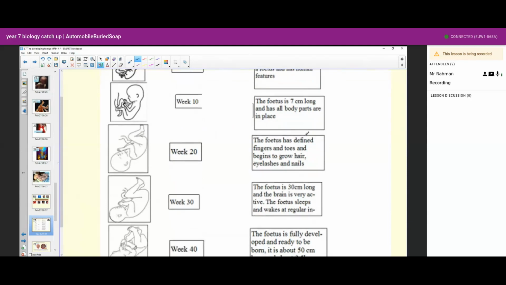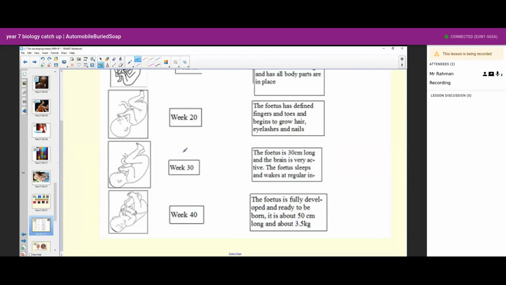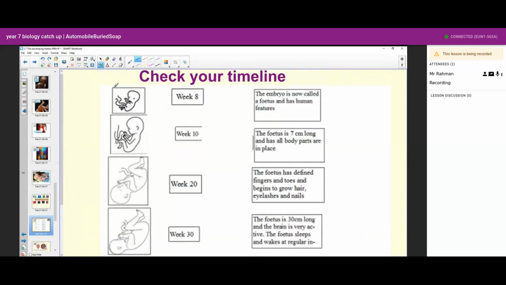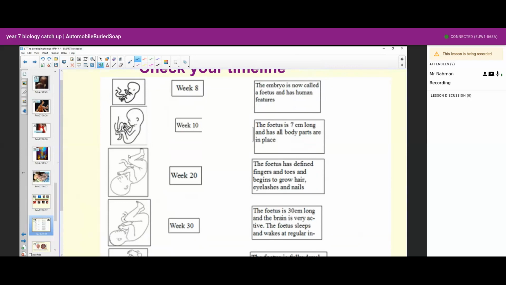Week 20, the fetus has defined toes and begins to grow hair, eyelashes and nails. Week 30, the fetus is 30 centimeters long and the brain is very active. The fetus sleeps and wakes at regular intervals. Week 40, the fetus is fully developed and ready to be born. It is about 50 centimeters long and about 3.5 kilograms. So you can see what the baby or the fetus looks like at each stage.